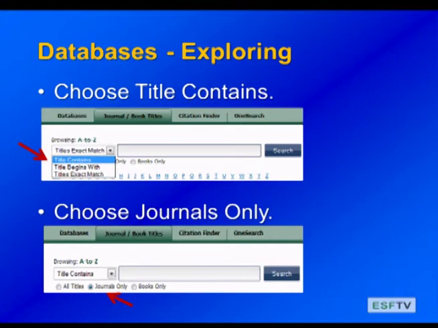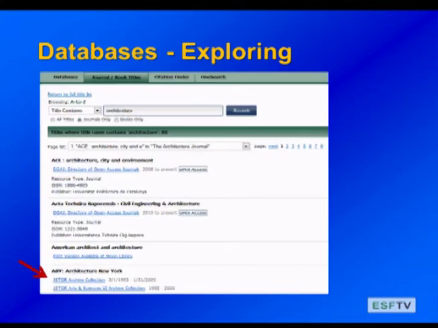I can do title contains, put in a keyword or 2, and limit to just journals. And this will give me back a list of journals that have my keywords, journals that we subscribe to, and it will show me the databases that they're in. So by putting in a keyword or 2 up at the top, it's opened up a wealth of information for me from that one search.